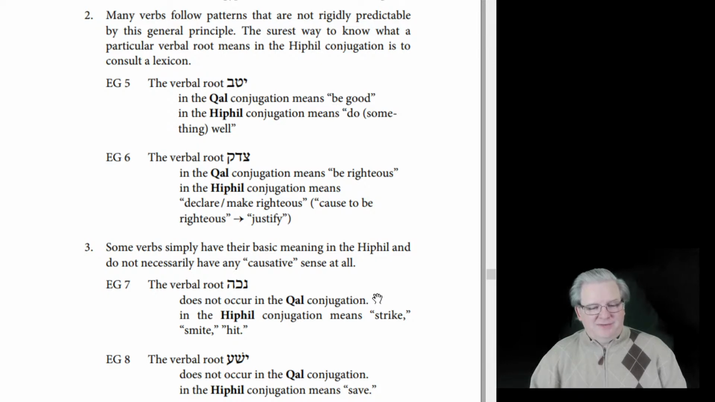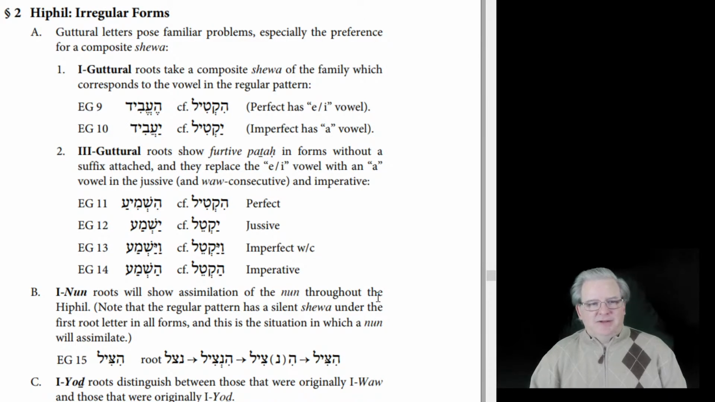Yasha, to save, doesn't have a Qal conjugation meaning. It's a Hiphil meaning. It doesn't mean cause to save. It means to save. Irregular, or as I constantly say, remember this book is a couple of decades old, and it's all right. It's a very good book, but it uses these terms that can be a little less than concise or whatever. They're not irregular. They are variations, normal variations, because there are real irregular forms.